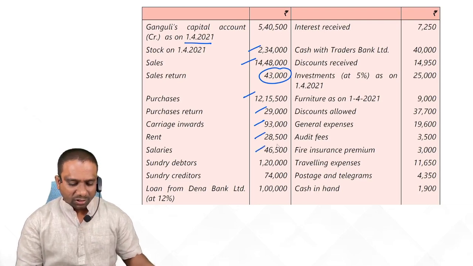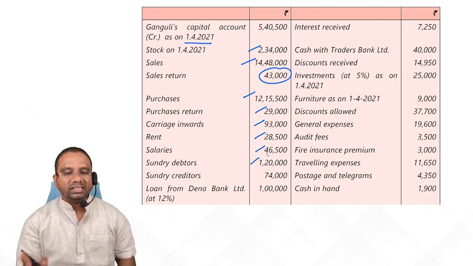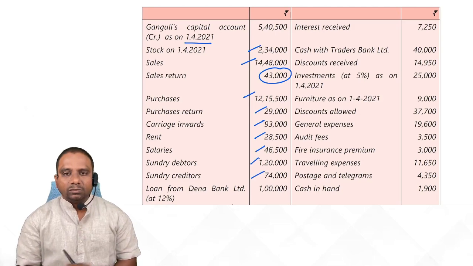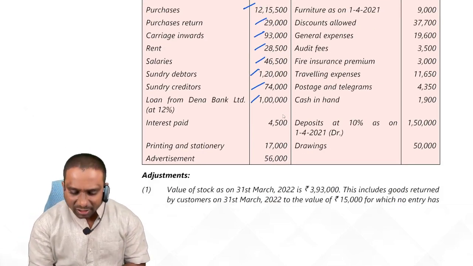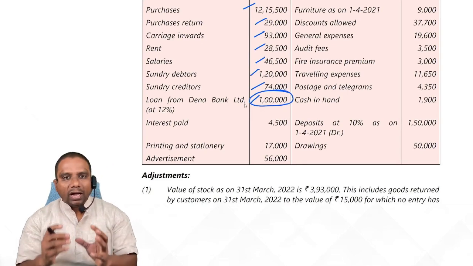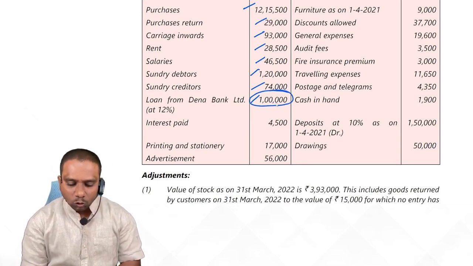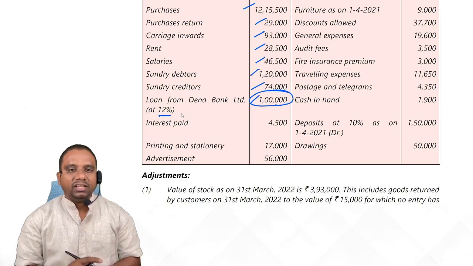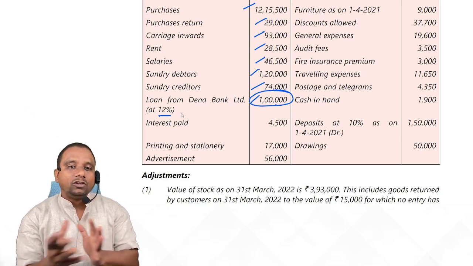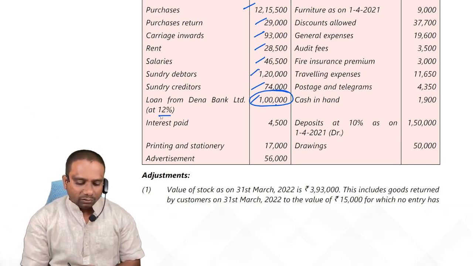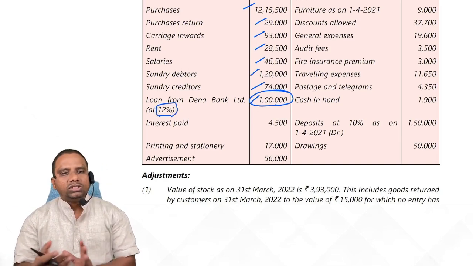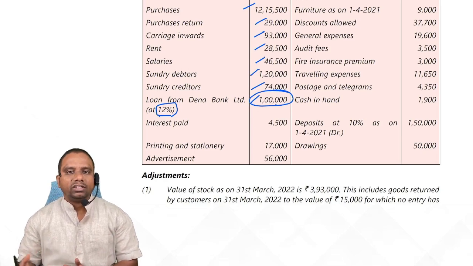debit, salaries, P&L account debit, sundry debtors, balance sheet asset, sundry creditors, balance sheet liability, loan from Dena Bank, 1 lakh. Here they are giving a loan now. When you identify like this, means loan they are giving, in the bracket they are saying 12%, means it is the rate of interest. Loan 1 lakh, balance sheet liability side, rate of interest, calculate. So you see the further information. Do you have any further information or not?